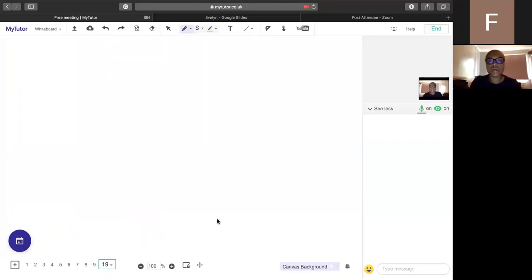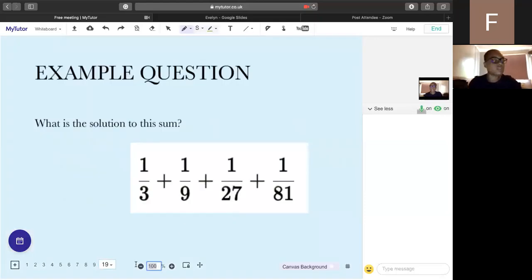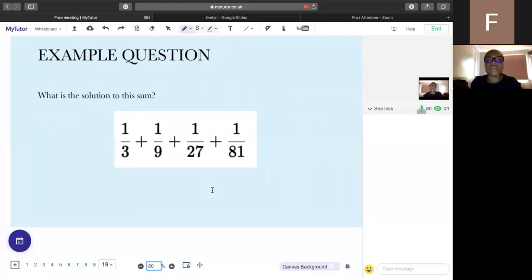And a quick example question as well before we move on to multiplying. So what is the solution of this sum? We're going to do exactly the same thing as what we did for ordering as well. Make all of them have exactly the same denominator, and then add them together and see whether we can simplify it afterwards. So these are all factors of 81.